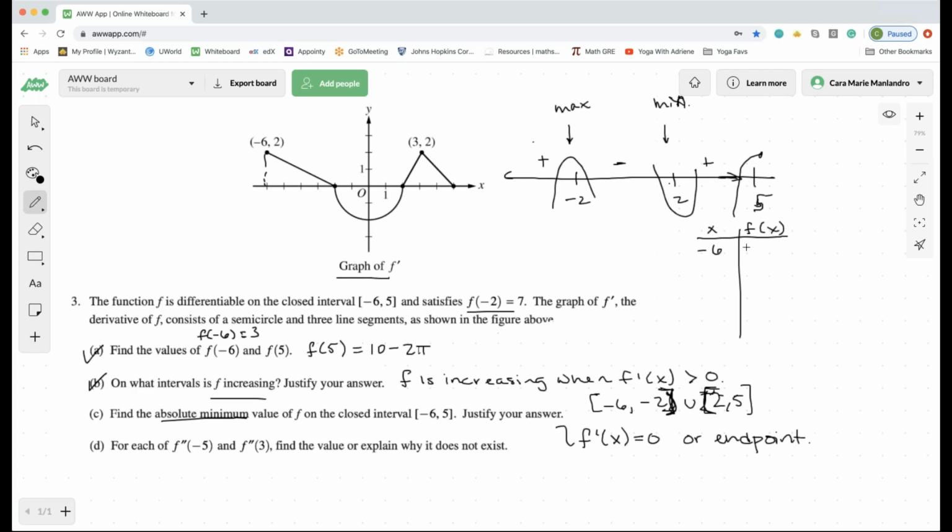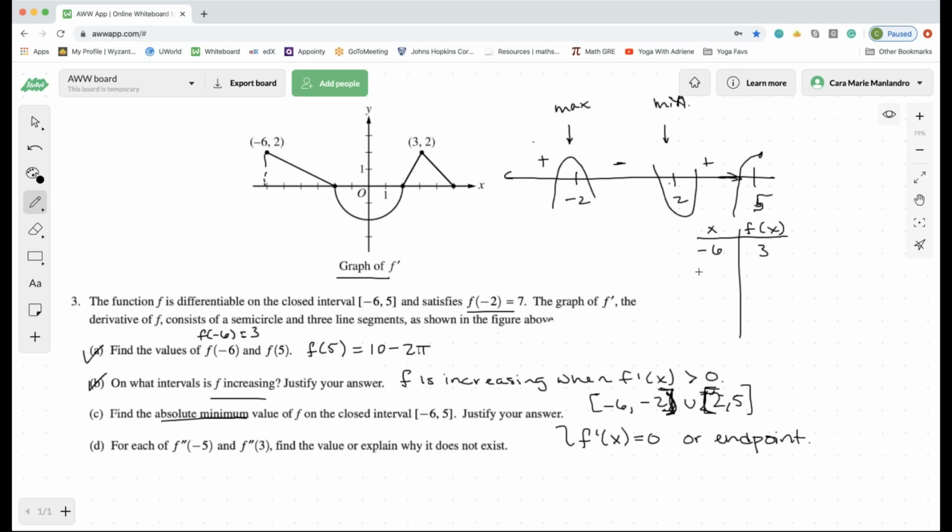So we know at -6, we got 3. Can we justify it by saying that f prime of x goes from negative to positive? You can justify it being a minimum, yes. But you can't justify it being the absolute minimum. Does that make sense? We actually have to go through and find the values, which I'm about to do.